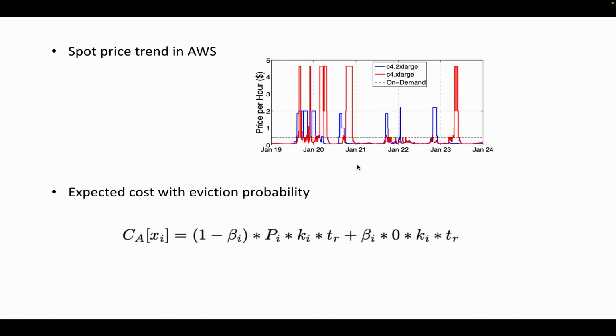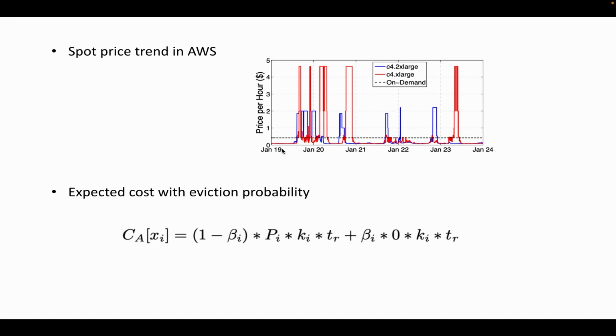Now there is this concept called spot price trend in AWS. You have two types of resources. One is on-demand, which is here a dashed line, and there are spot instances. Spot instances are allocated based on the bid price. You provide an upper bound for your bid price, and if the spot price at that particular time is less than the upper bound, you get the resources. Otherwise you get 2 minutes of notice and your resources will be evicted.